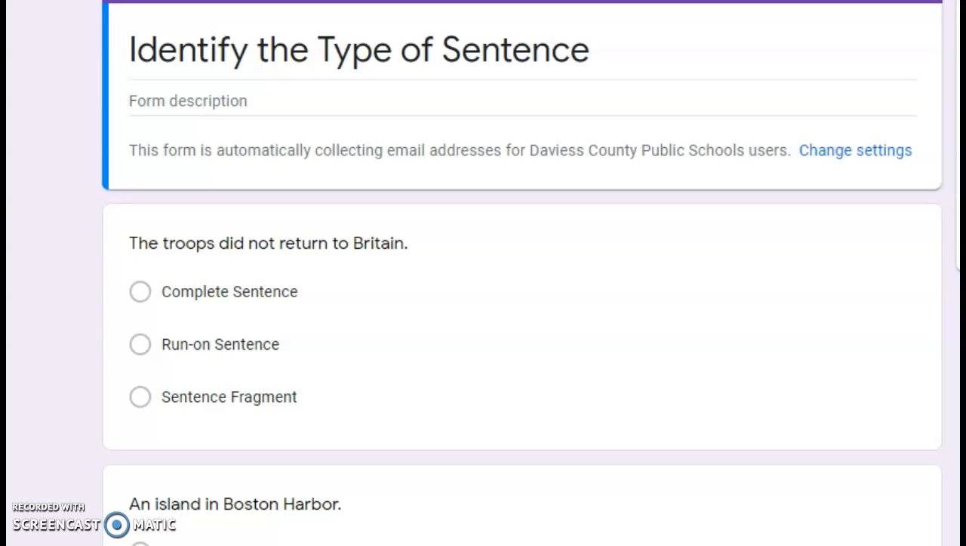The troops did not return to Britain. So I have my subject, the troops. Okay, that's our who or our what. And what do the troops do or not do? They did not return. So return is your verb, that's your action. Where did they not return to? Britain. So there's your object. Okay, so is that a complete sentence, a run-on sentence, or a sentence fragment?